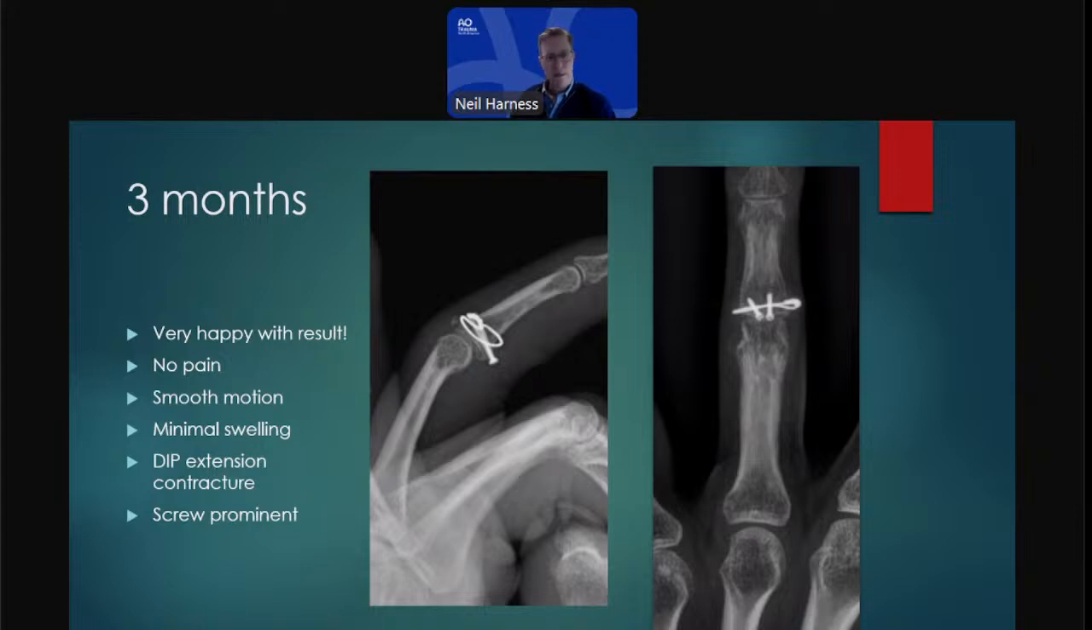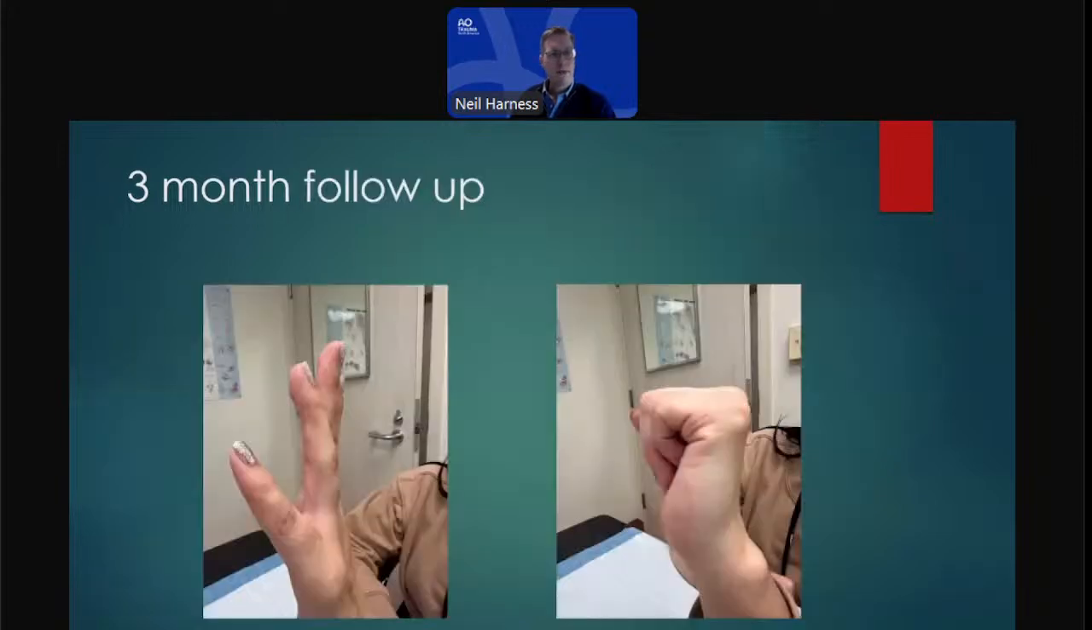So I think, counseling patients preoperatively that these are tenuous cases. We're using hardware that can move. It can cause tendon irritation. There may be a chance for the need for hardware removal down the line. So that's her at 3 months post-op, pretty good motion and minimal swelling. So turned out pretty good.